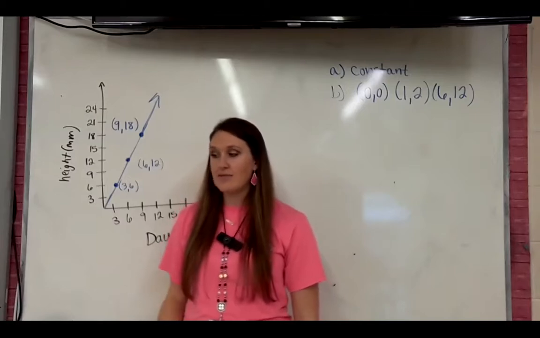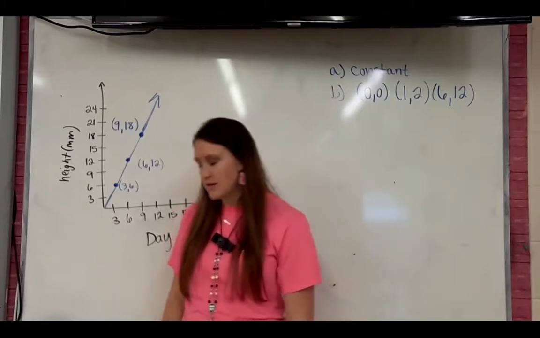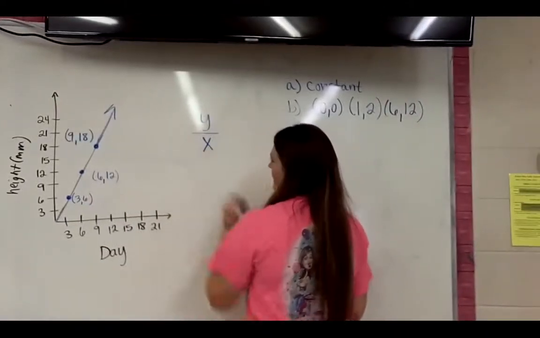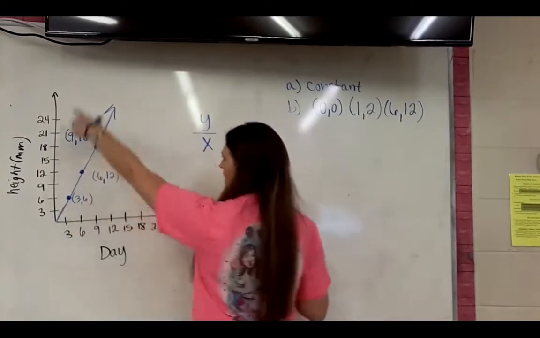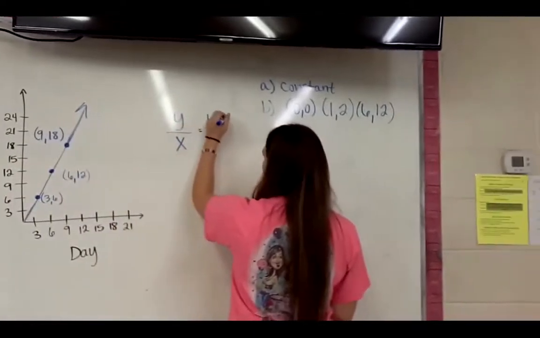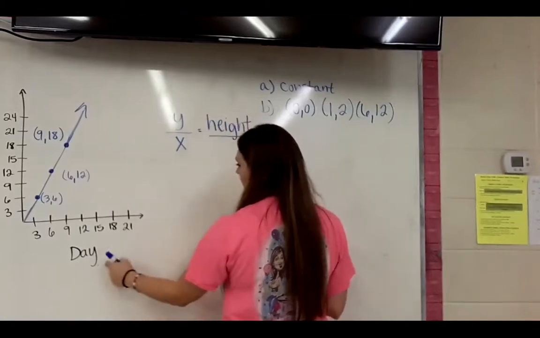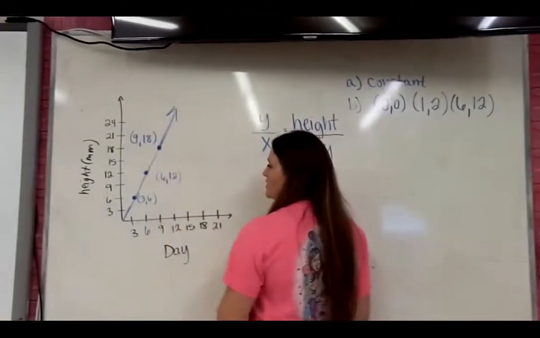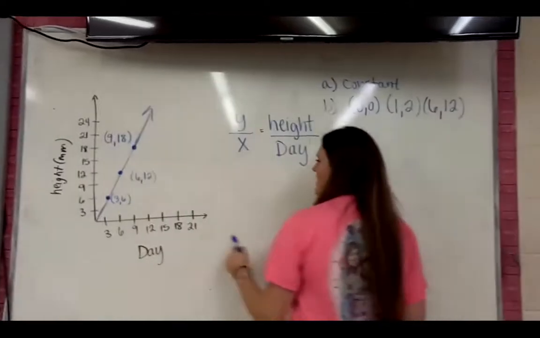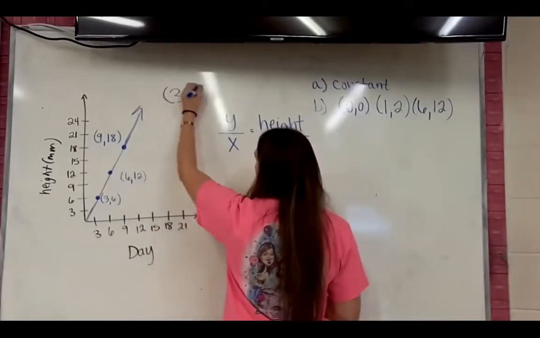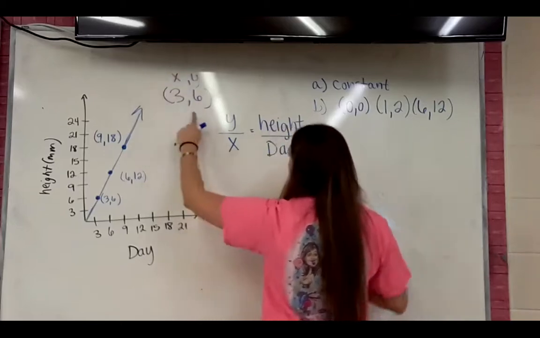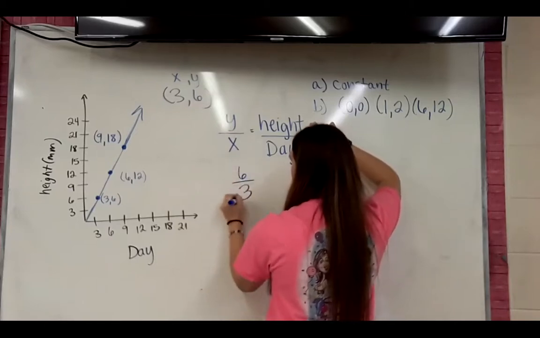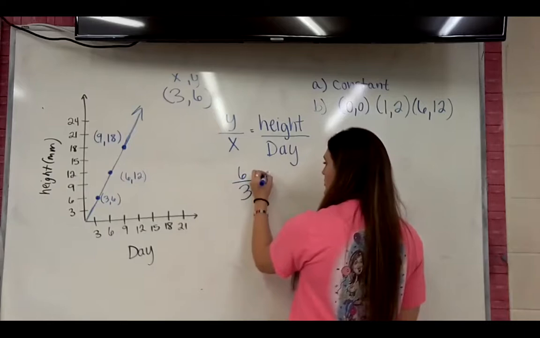Okay, so problem A says find and interpret the constant of proportionality. So what we do, our constant is always set up y over x. So in this case, my y is height, so it's going to be the height over x, which in this problem is the days. So they went ahead and told us 3 points. I'll start off with the first one, (3, 6). Every point is always set up x, then y. So if I'm putting it y over x, height over day, I'm going to have 6 over 3, which equals 2, or 2 over 1.